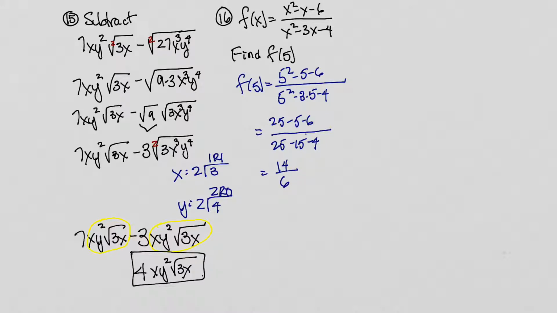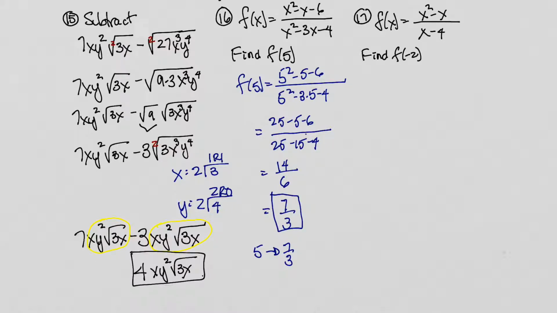14 over 6, those are both even. We can divide by 2 and reduce it a little bit. How's 7/3 look? Let me write it so it's actually readable. So we will get 7/3. And what that is telling us is that when we put in a 5, that gets converted to 7/3.